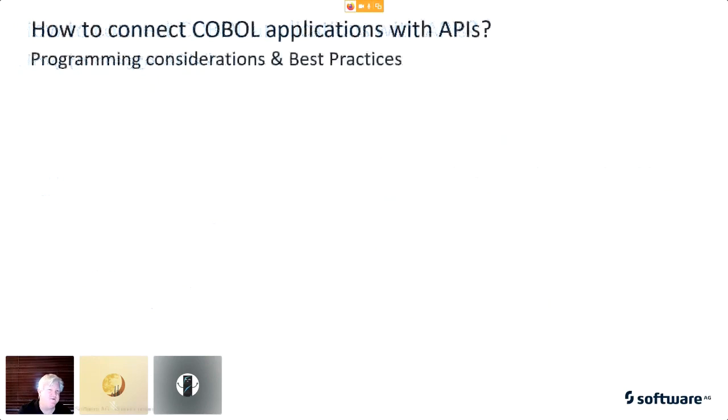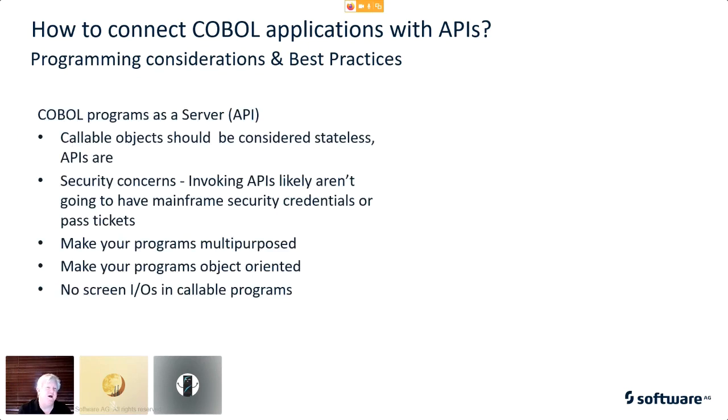And with that, I do think we want to talk about some of the programming considerations and best practices. We'll talk a little bit about security as well as some of those other challenges you're going to see. And we're going to talk about it in 3 different areas. We're going to talk about it first as COBOL programs as a server. They're the called API.